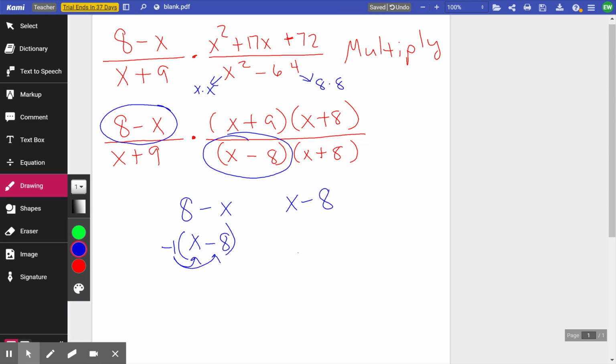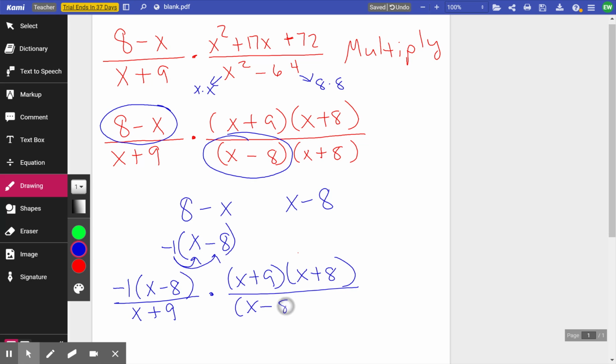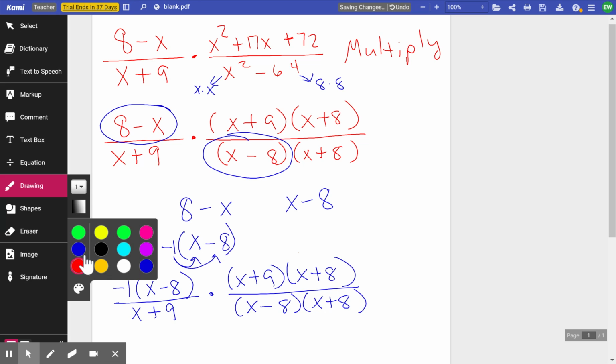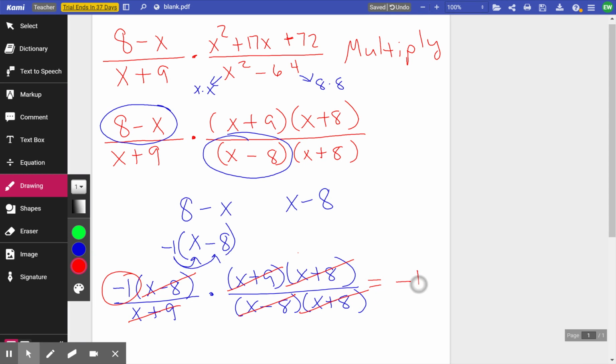So I'm going to replace that right here at the top, negative 1 times x minus 8 over x plus 9 times x plus 9 times x plus 8 all over x minus 8 times x plus 8. And now we can cancel out. Okay, we can cancel out the x minus 8 with the x minus 8, the x plus 9 with the x plus 9, the x plus 8 with the x plus 8, and voila, we're only left here with the final answer of negative 1.